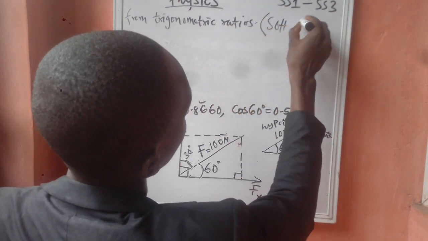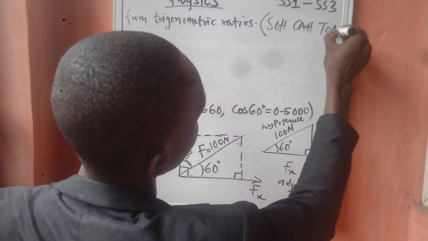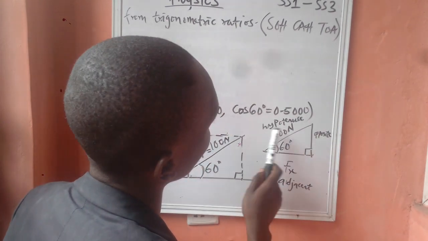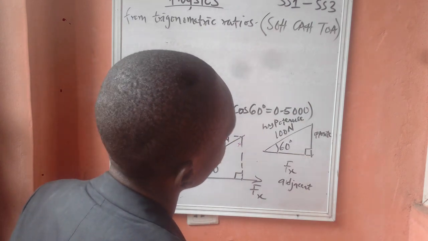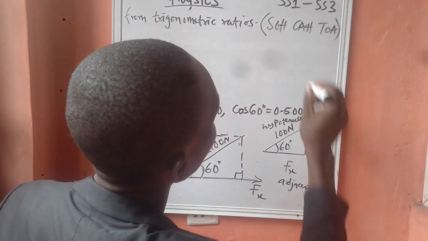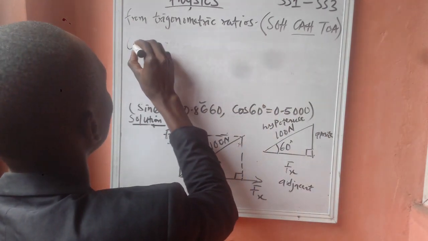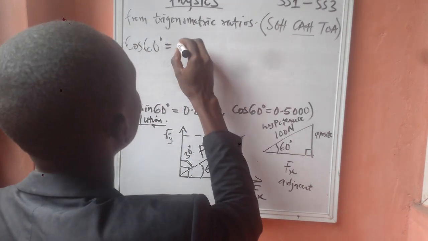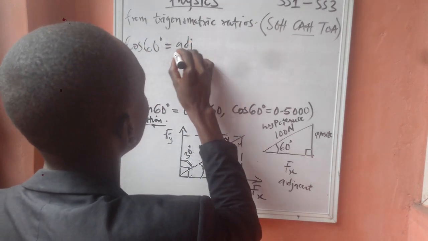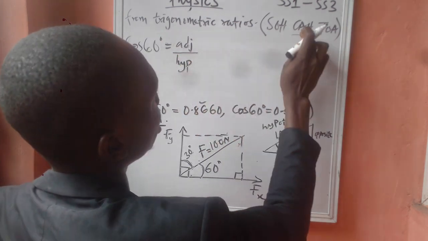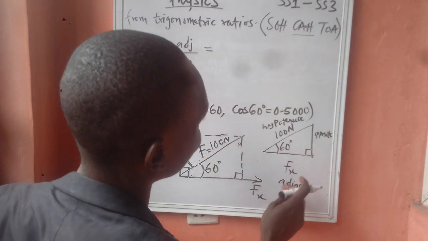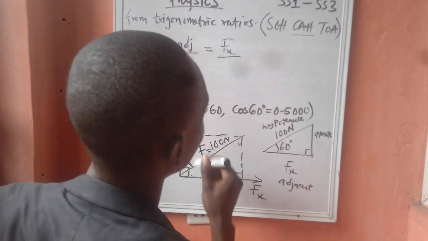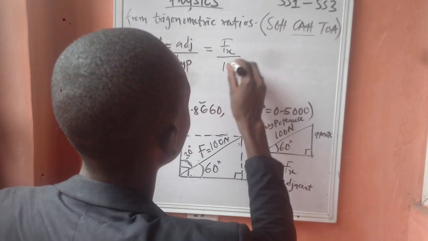There is this thing they call SOHCAHTOA. Now, since we need the adjacent side and we have the hypotenuse, we can make use of CAH. So now we say cos 60 degrees will be adjacent over hypotenuse. The adjacent side now is Fx, and the hypotenuse is 100.